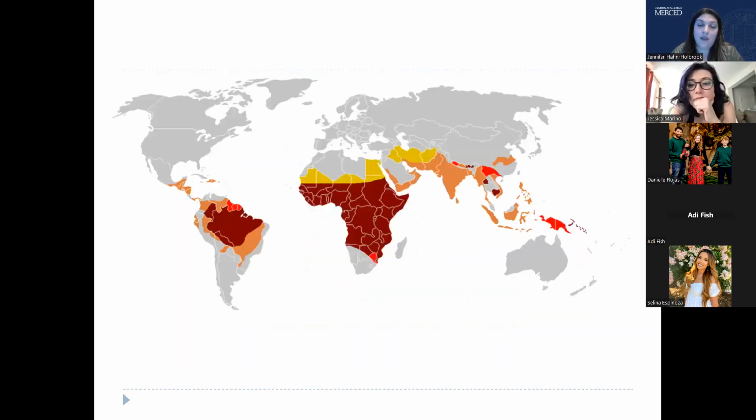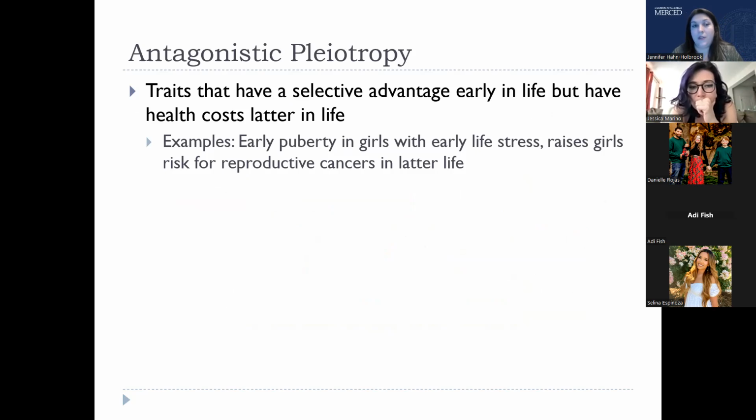Here's just areas in the world with malaria and areas in the world with sickle cell anemia trait, and you can see they're very similar. Another example of this trade-off is what's called antagonistic pleiotropy. It actually explains why we die, which is fun to know. A lot of times traits that have selective advantages in early life have health costs in later life.